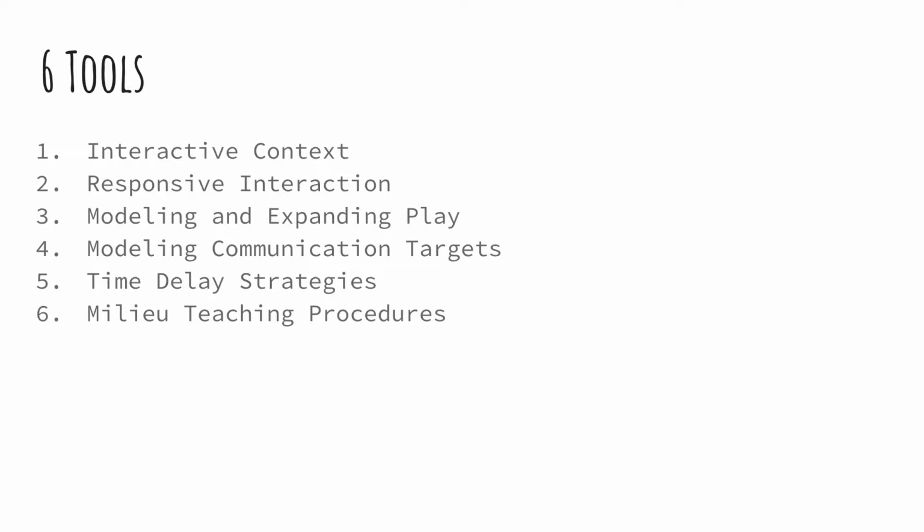Number 2, responsive interactions. Reinforcing your child's language by acknowledging their attempts to communicate and responding appropriately is important for their language development. Number 3, modeling and expanding play. This tool is fun and easy to incorporate into your interactions with your child during playtime. Number 4, modeling communication targets helps expand on your child's existing communication.